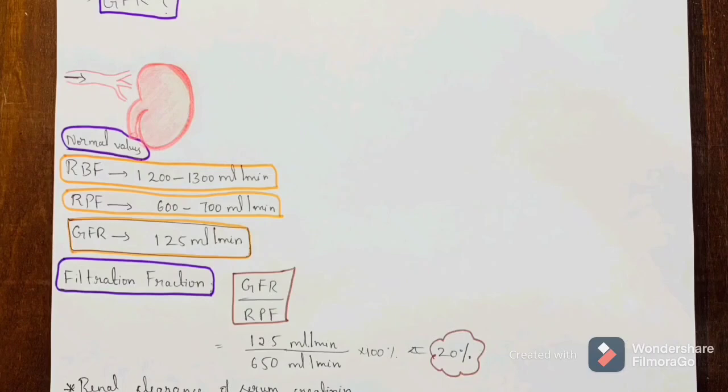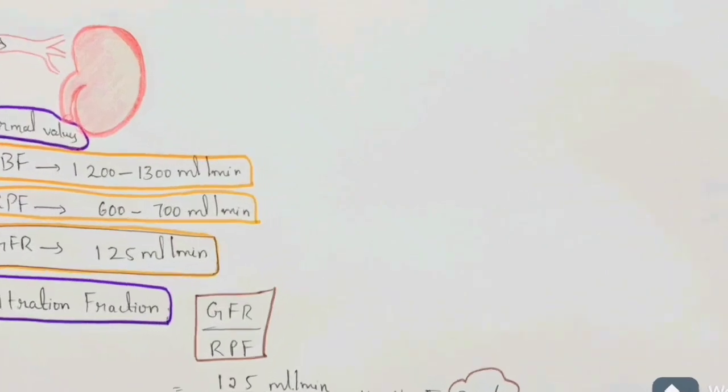Now we can calculate the filtration fraction. It is the fraction of the renal plasma which becomes the glomerular filtrate. We have to divide GFR by renal plasma flow. It comes to around 20%. That means 20% of the renal plasma flow becomes glomerular filtrate every minute. Glomerular filtration rate is measured by the renal clearance of serum creatinine.